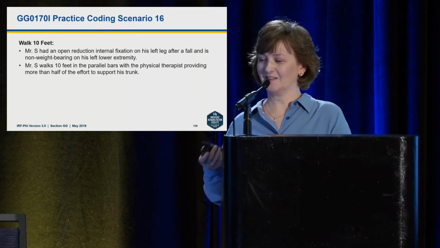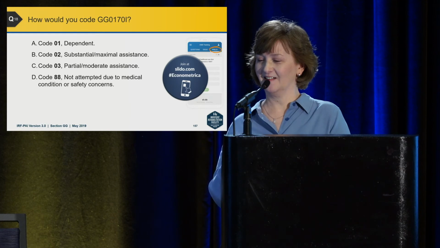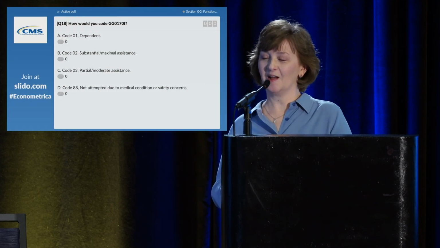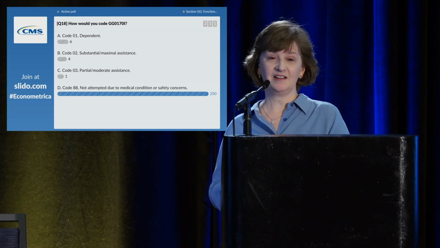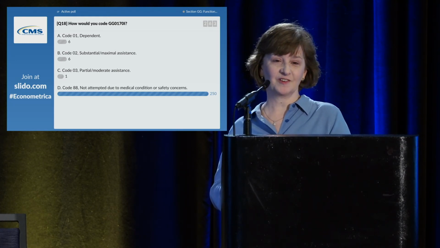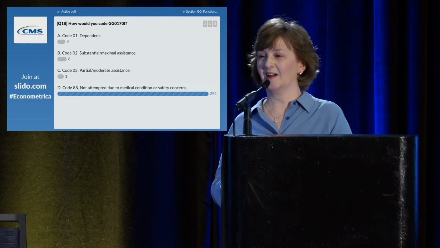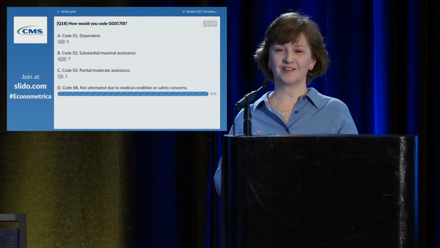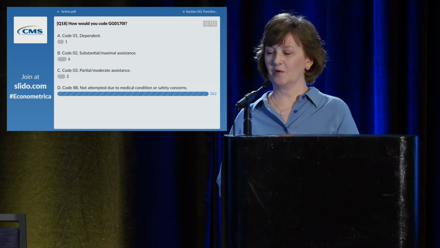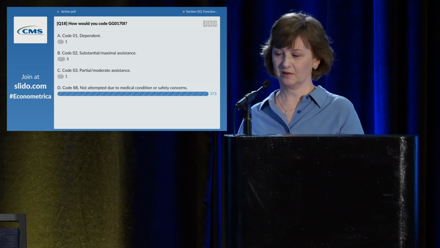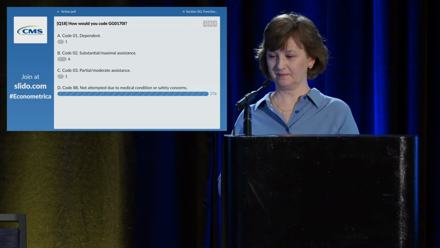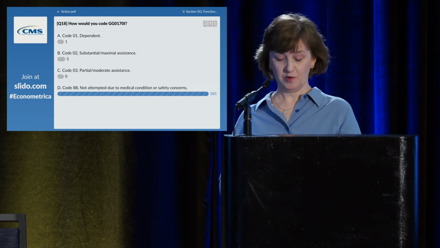So on Slido, the options that you have should come up any second. The options are 01 dependent, 02 substantial/maximal assistance, 03 partial/moderate assistance, 88 not attempted due to medical condition or safety concern. He had a recent event, the hip fracture, I think it was, and surgery, so he's not going to be coded 99 because he was walking prior. So you have the options, again, 01, 02, 03, or 88 not attempted due to medical condition or safety concern. Okay, it looks like we have a few more responses coming in.